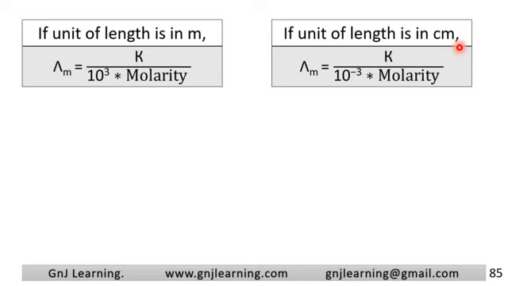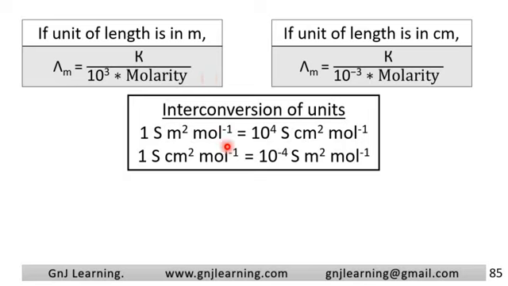Even if they ask for centimeter, you can go for this equation. Then at the end you have to convert it into centimeter. And if you are using centimeter, if the question is in meter, you can go for this equation, but in the end you can convert it into meter. How? This is possible by the interconversion using this one. So 1 Siemens meter square mole raised to minus 1 is equal to 10 raised to 4 Siemens centimeter square mole raised to minus 1. So interconversion is possible using this unit.